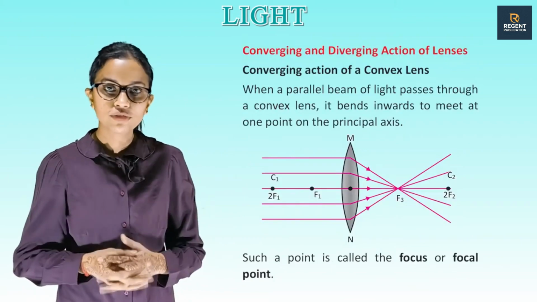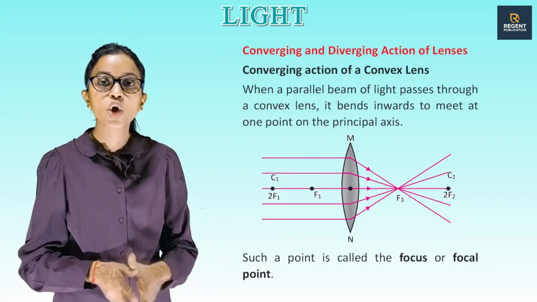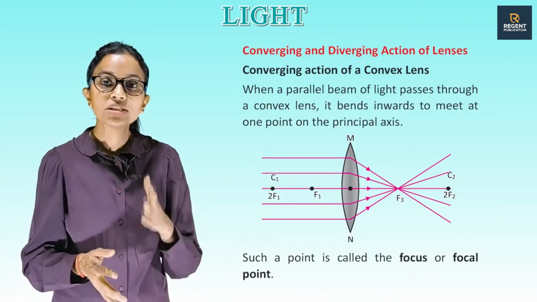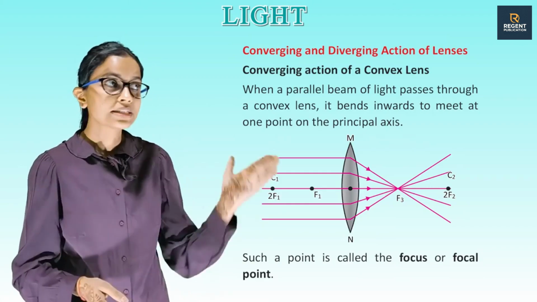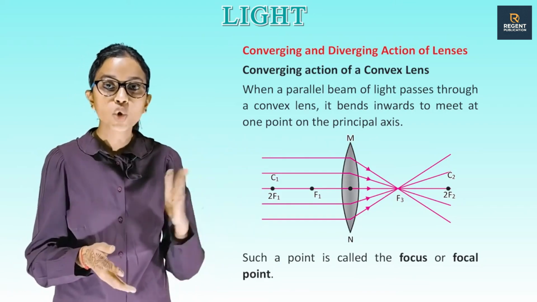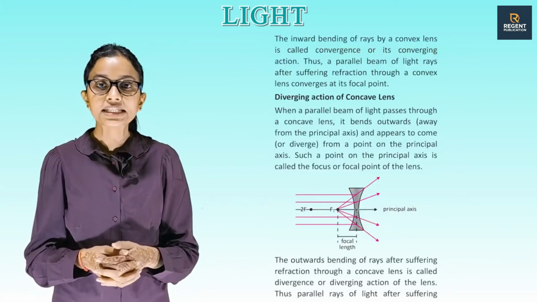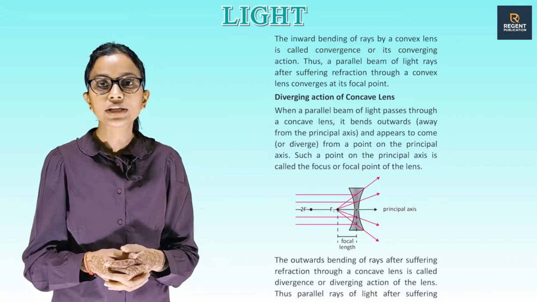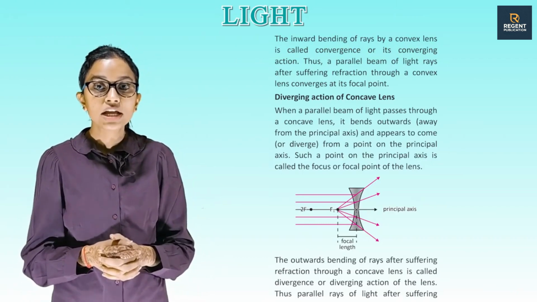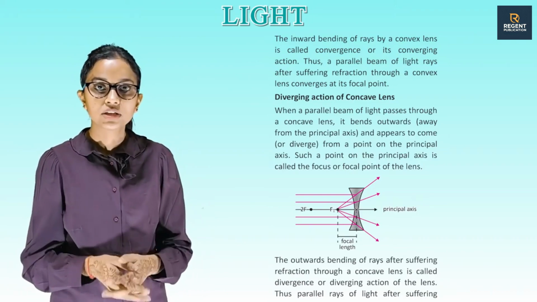Converging and diverging action of lenses. Converging action of a convex lens: when a parallel beam of light passes through a convex lens, it bends inward to meet at one point on the principal axis. See this diagram for your better understanding. Such a point is called the focus or focal point. The inward bending of rays by a convex lens is called convergence or its converging action. Thus, a parallel beam of light rays, after suffering refraction through a convex lens, converges at its focal point.